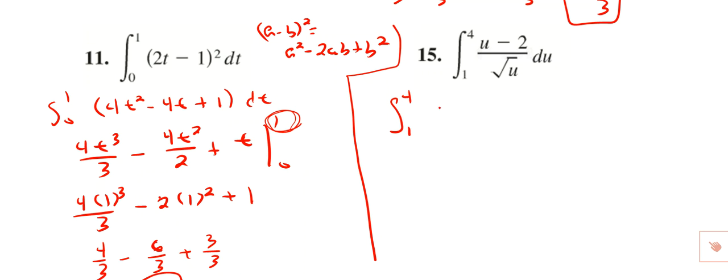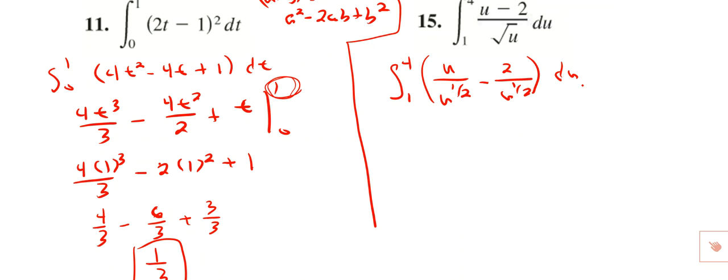Into two separate fractions. So u, and remember the square root of u is the same thing as u to the 1/2 power, minus 2 over u to the 1/2 power du. And we can simplify that a little bit, clean it up a little bit before we find our antiderivative. So u to the first over u to the 1/2, subtract the exponents. That gives us u to the 1/2 power. And then bring this u to the 1/2 power up. So 2u to the negative 1/2 du.